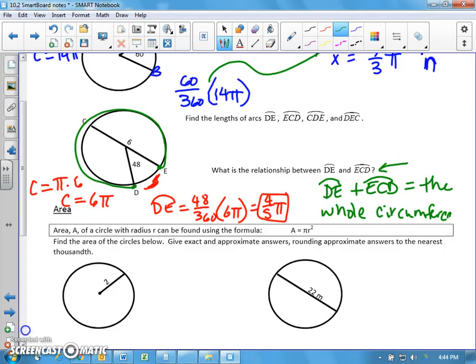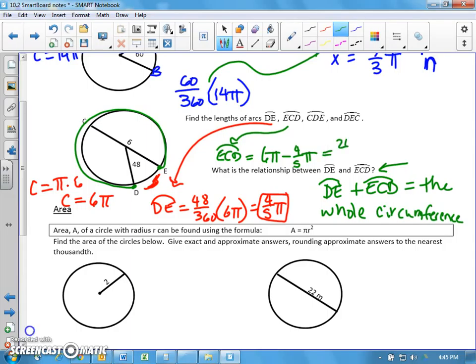So we can kind of use this to help us. So to find arc ECD, what we can do is take the whole circumference, which we know is 6 pi, and subtract away the piece that we already know is DE, which would be 4/5 pi. Once we go through and do the subtraction, this is going to give us 26/5 pi for arc ECD.